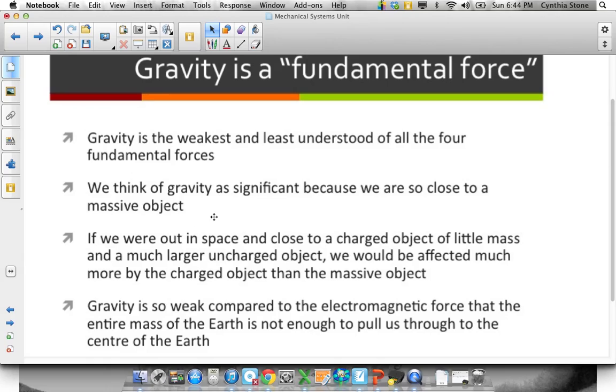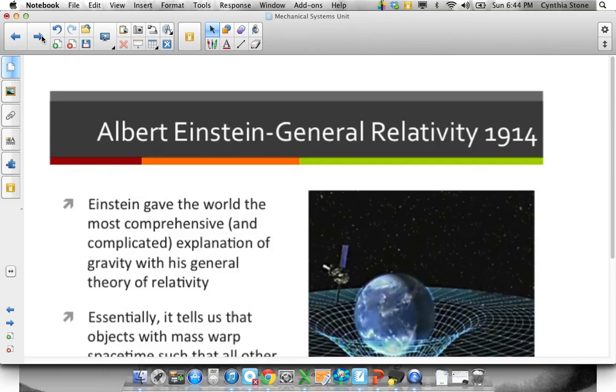Anyway, gravity compared to everything else is very insignificant, because we should fall through the center of the Earth, but it's electrostatic repulsion that stops us. Let's keep going.